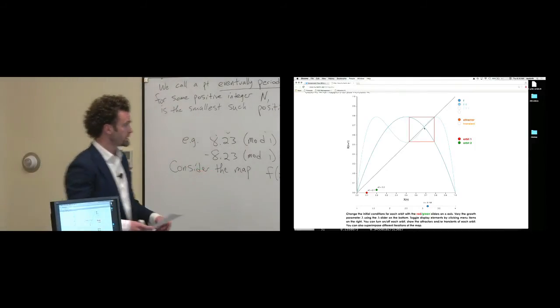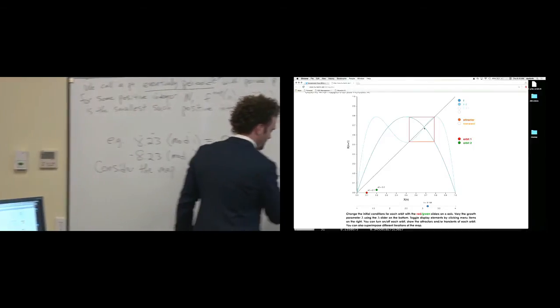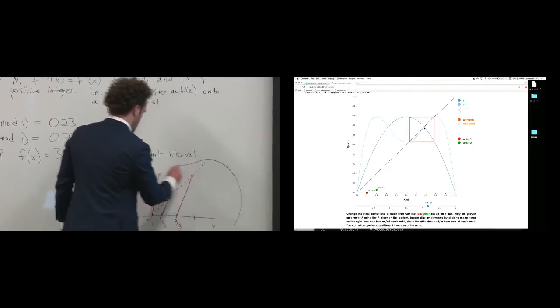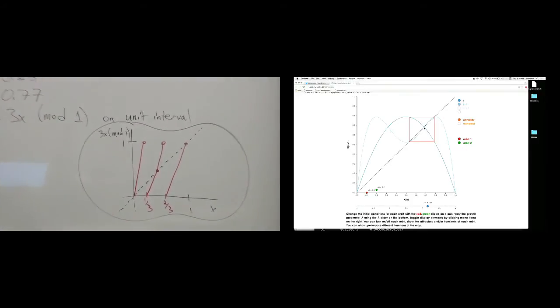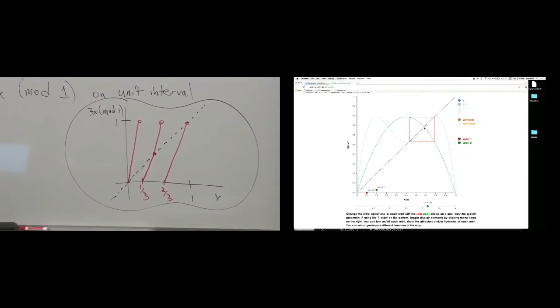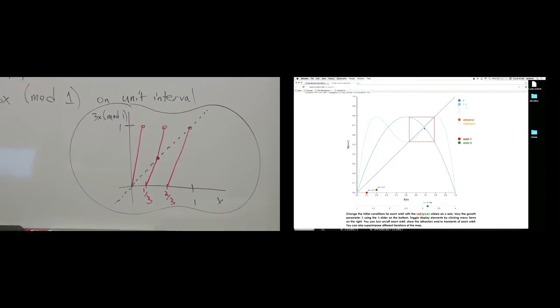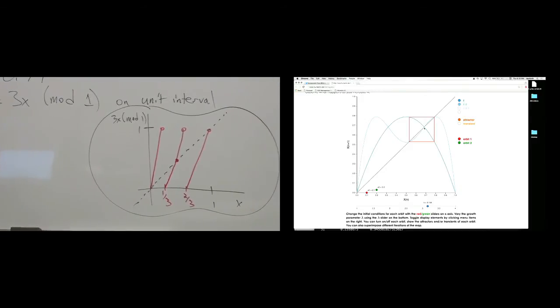Okay, so let's go back to this example, the 3x mod 1 map. Can somebody tell me a point that is eventually periodic in this case? And maybe the picture might not even be the right place to start, but just looking at 3x might be a place to start. So I know, for example, there's a fixed point at a half. Does anything map to a half?